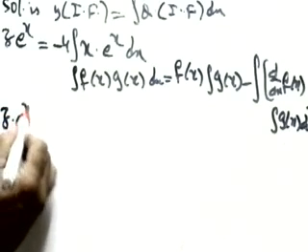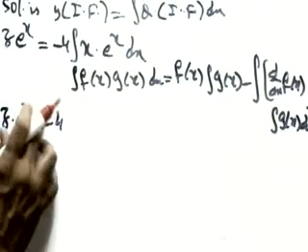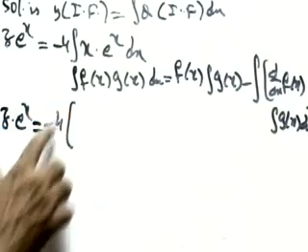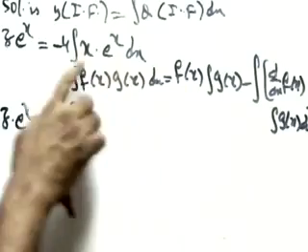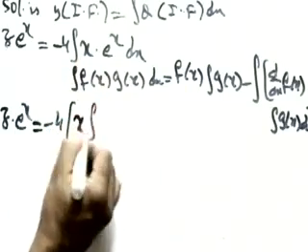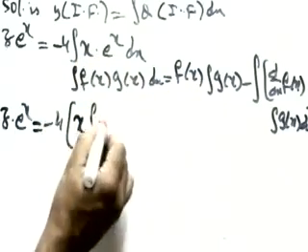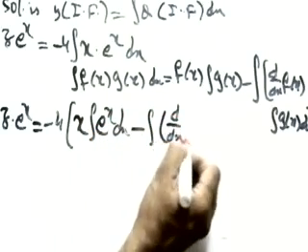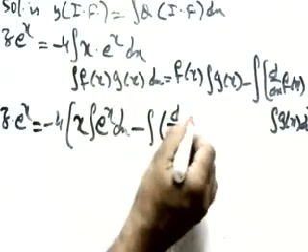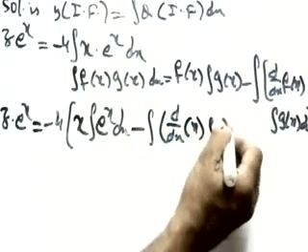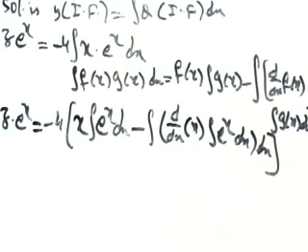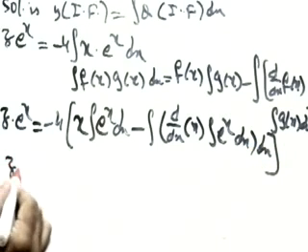See here, write this as it is: z into e power x equals minus 4. Now write the bracket, minus 4 into, now use this formula. F of x means x, integration of g of x, g of x is e power x, minus integration of d by dx of f of x, which is 1, into integration of g of x, which is e power x, dx, whole dx. Now this is the bracket.